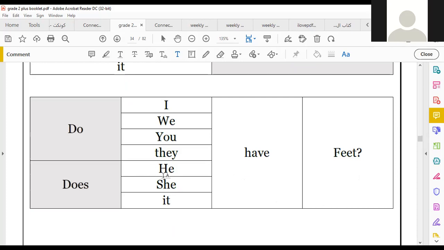Students, with he, she, and it, we use what? Does. Does, to make a question. To make what? Question.